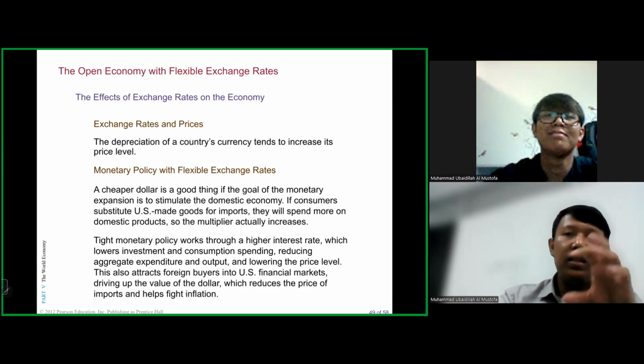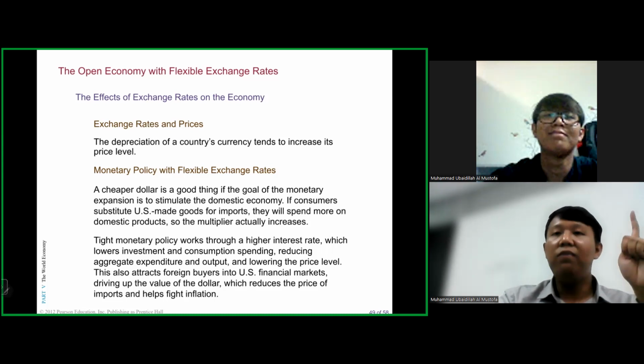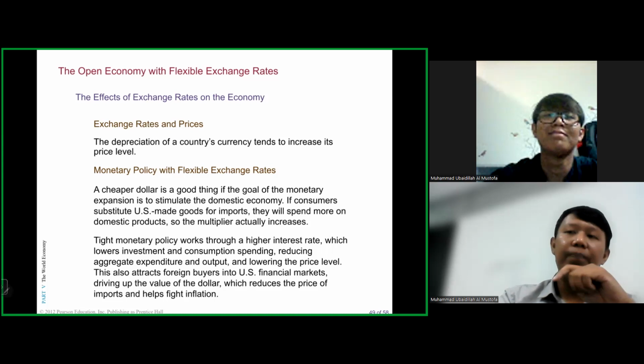Yeah, so that it makes our local currency appreciate in value and reduce the imports, because the imports become more expensive, so it will reduce the import, and it will help fight inflation.